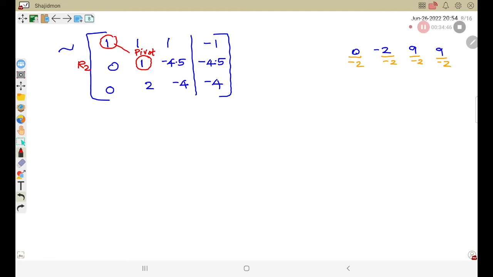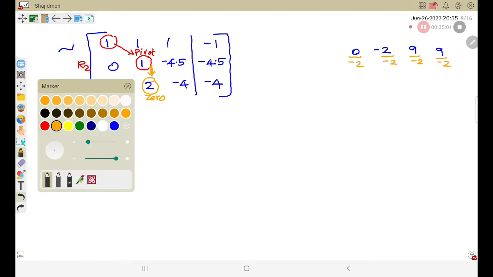First this number, then diagonal, this number we changed into the pivot number. Now the next step: the numbers below the pivot number should be 0. We need to change those numbers to 0 now. The numbers below should be 0.